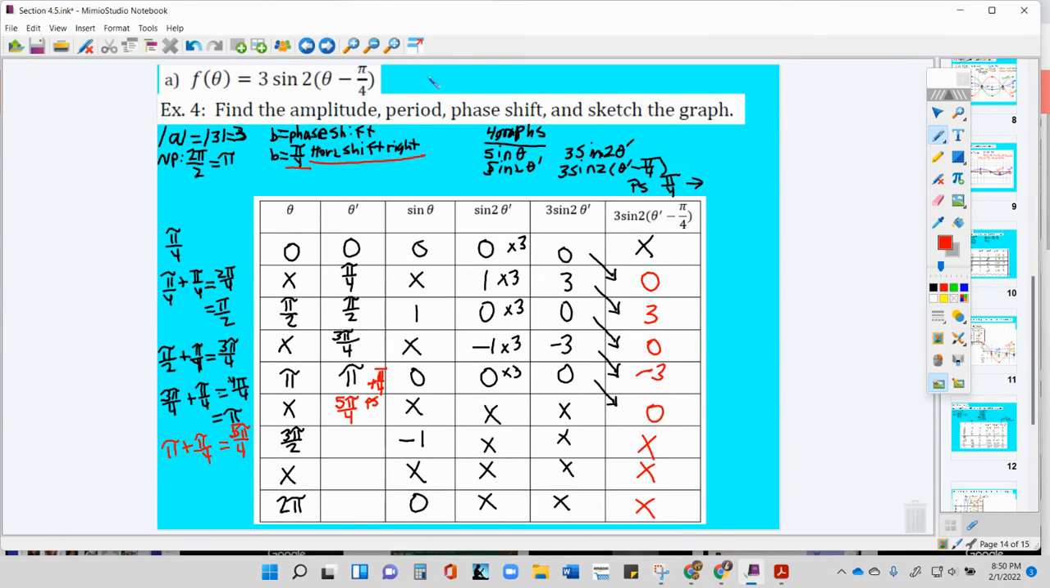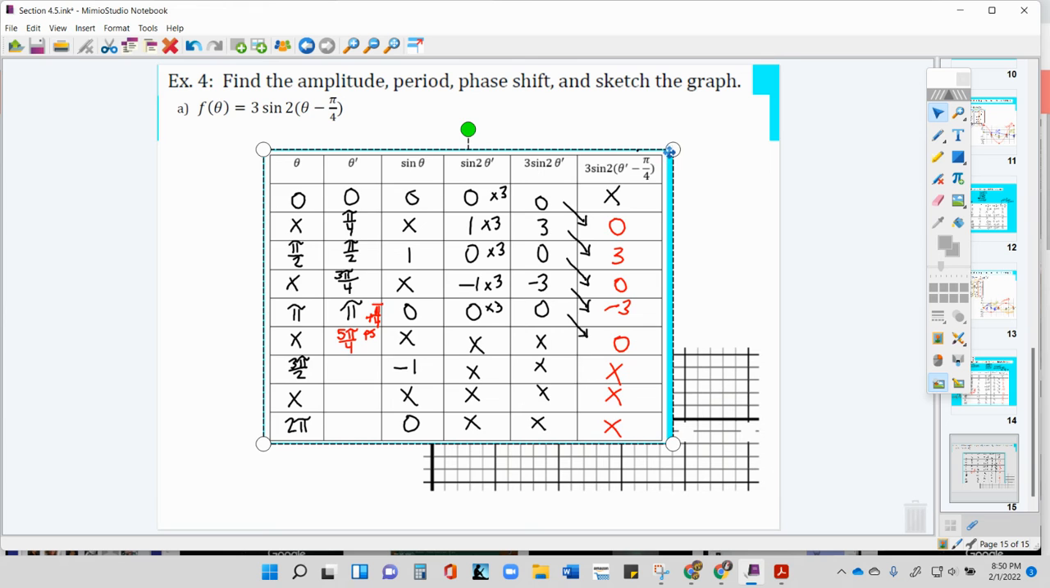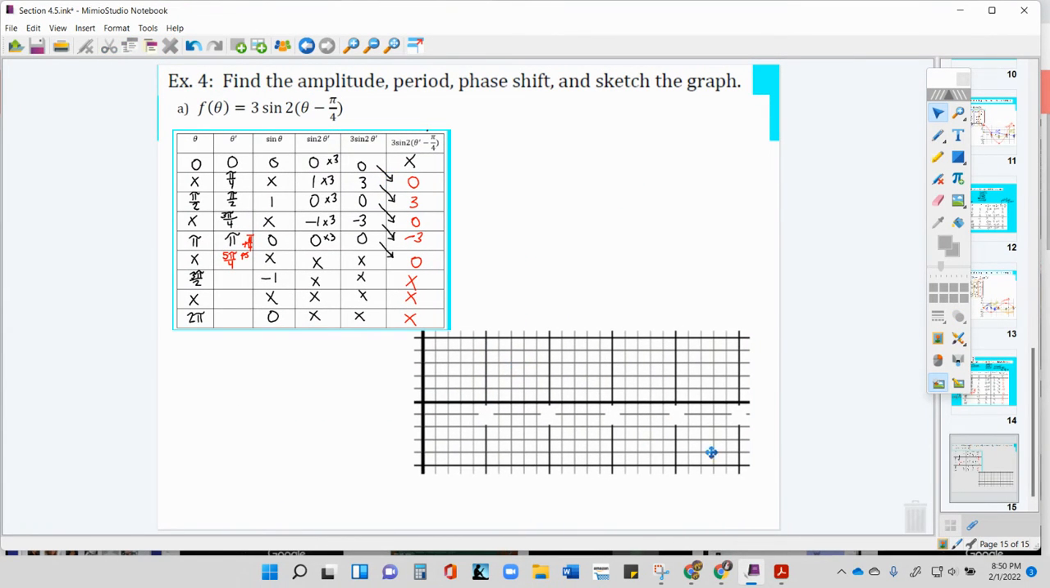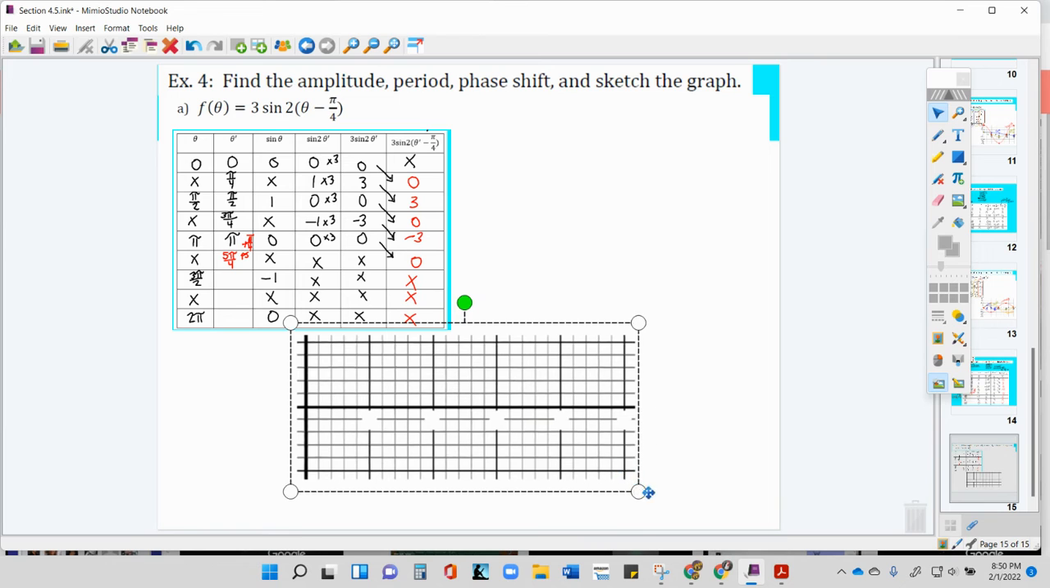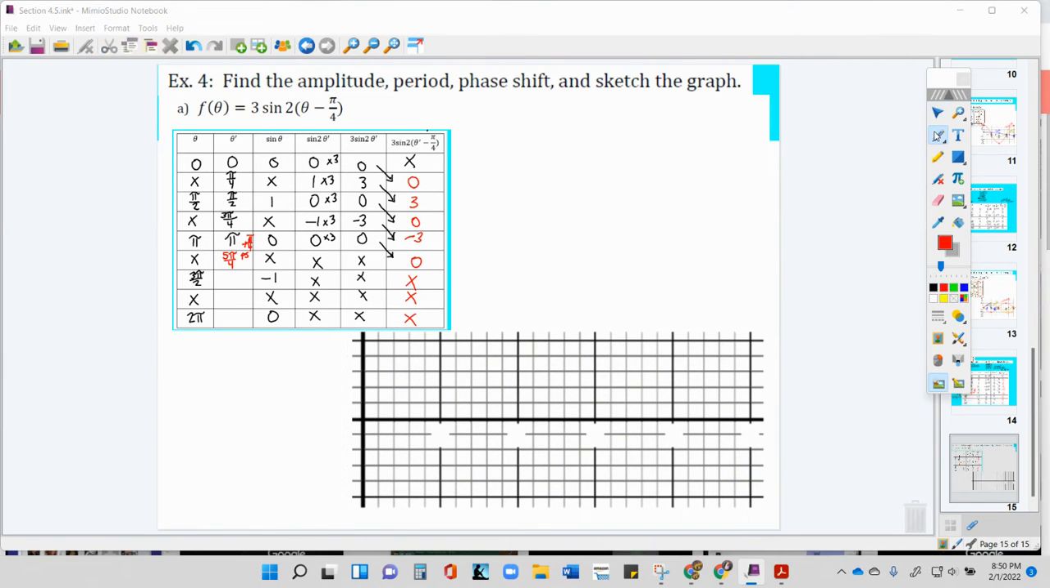All right, so I'm going to take that and put it here. This is our information we're going to graph. Here's the graph we're going to use. I think I could make it a little bit bigger. All right, so here we go.